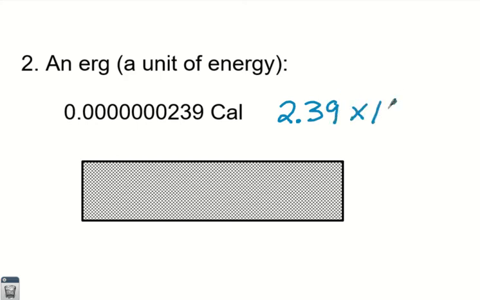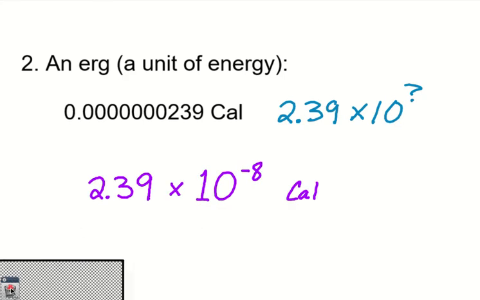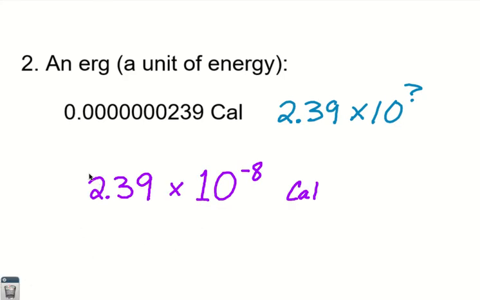And so essentially we have to figure out what's the power on the 10 that would take the decimal point back to the left. 1, 2, 3, 4, 5, 6, 7. You know, so we've been moving it 8 places to the left, which means we're going to use a negative power. Sorry, I'm a little OCD or whatever. So if it's a negative power, it moves to the left 8 places.